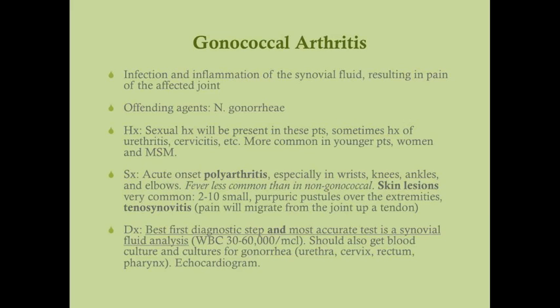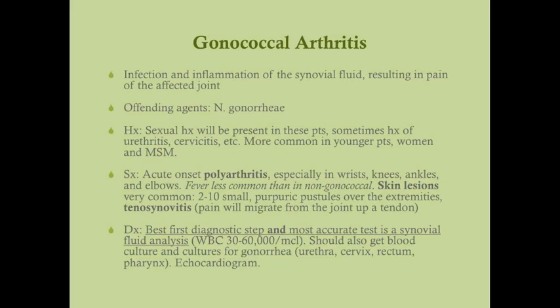So the symptoms include acute onset polyarthritis. Unlike the non-gonococcal patients, these patients will usually point to multiple joints where they've had pain. So wrists, knees, ankles, and elbows are most common. Fever is less common in gonococcal arthritis. Neisseria gonorrhea itself, the bacteria, doesn't cause as much of a pyrexic reaction, so don't expect to see as high a fever. Skin lesions are really going to point out gonococcal arthritis, though.